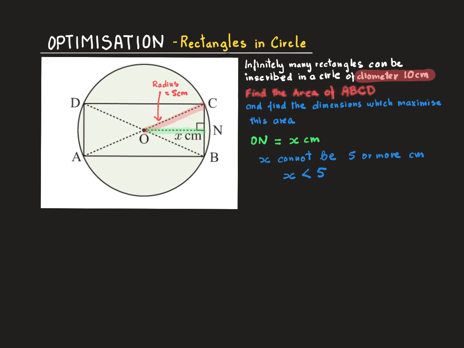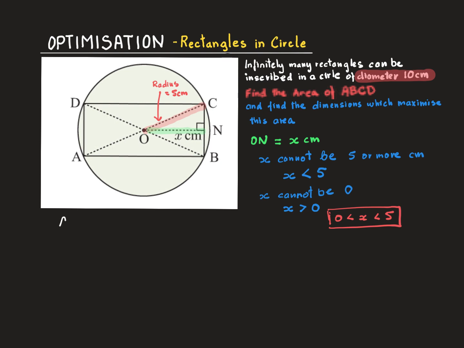There's another restriction on x. The fact is that x cannot actually be 0, because if you hit 0, then there is no rectangle possible anymore. And we can just sum it up saying 0 is less than x, which is less than 5. Now, to construct the formula, we need to write it in terms of one convenient variable, for example, x.